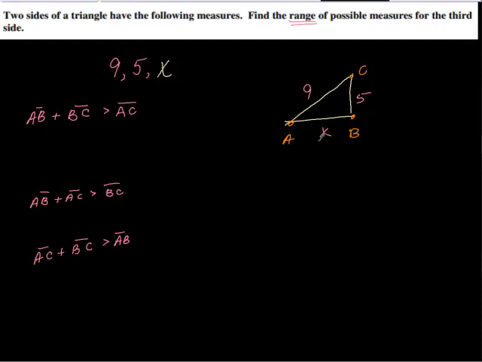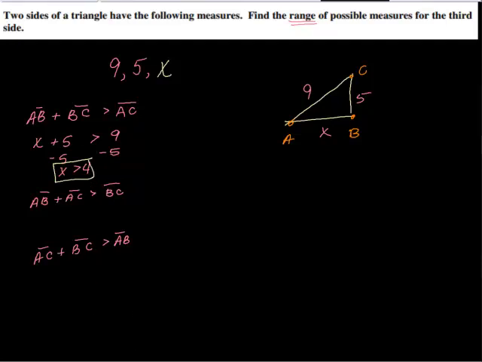So let's do this. Line segment AB is X. Line segment BC is 5. The line segment AC is 9. Right? Just going to do some algebra here. Subtract 5 from both sides and get X greater than 4. So this is going to be an integral part of our solution. So I'm going to just put this in a box.